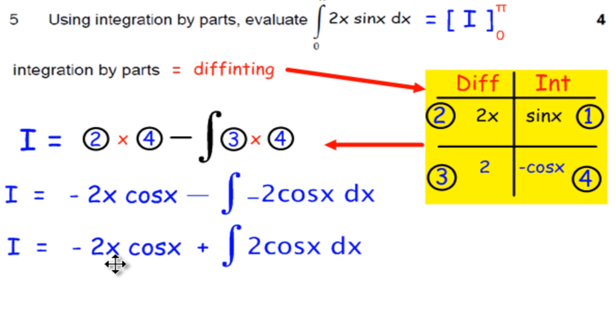The integral part of the answer is minus 2x cos x. We still need to integrate the 2 cos x, but that just gives 2 sin x. So I is equal to minus 2x cos x plus 2 sin x. We forget about the plus c here because we are going to be fitting in the two values 0 and pi.